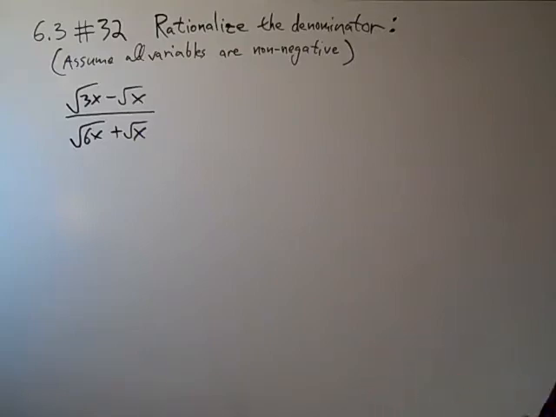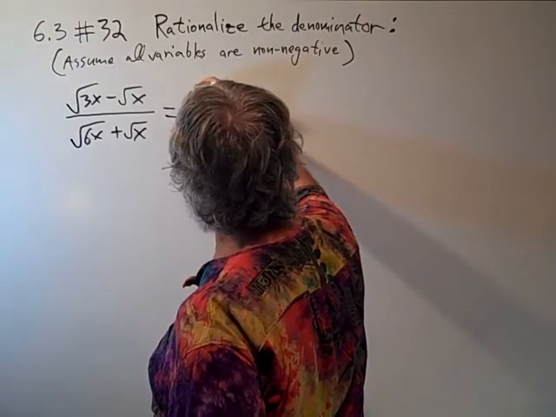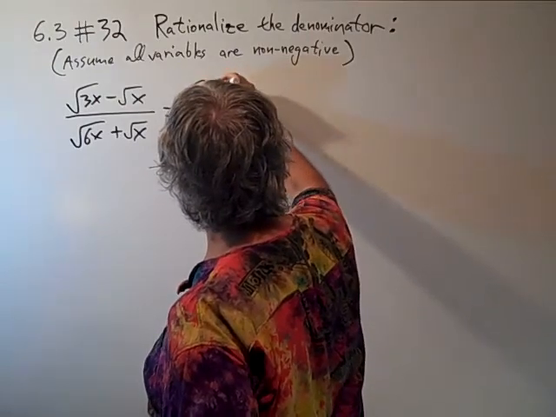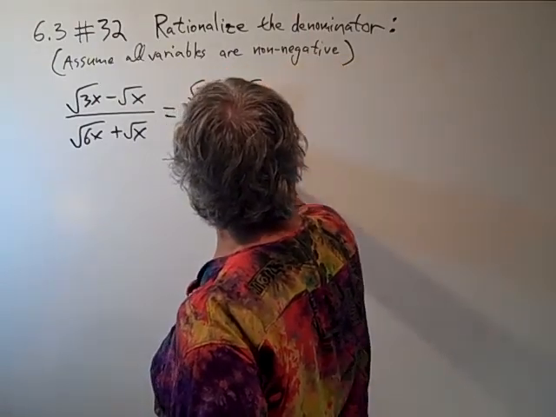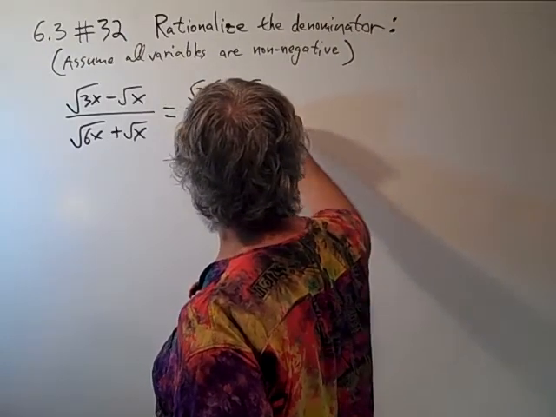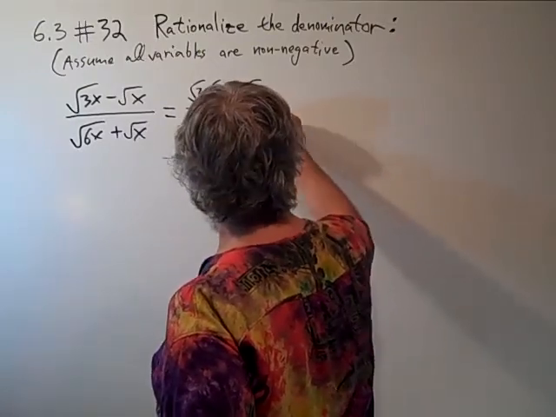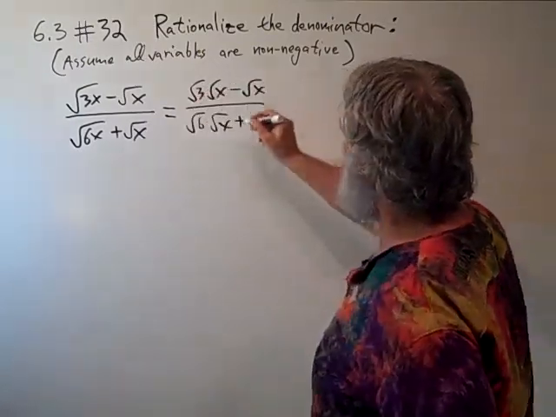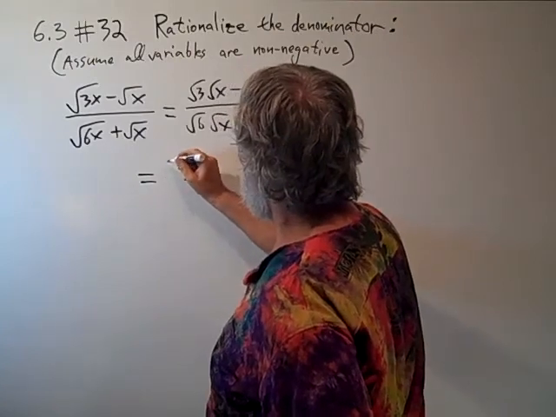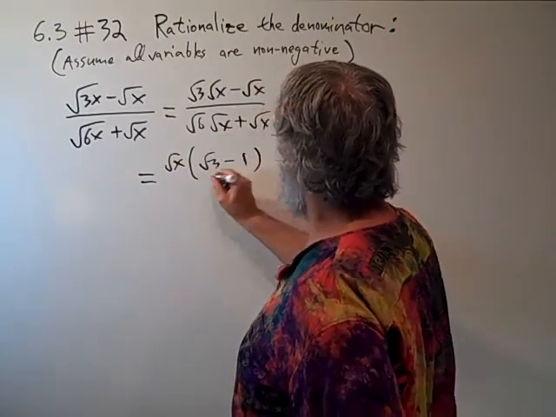Okay, in order to simplify this one, we can first factor out a radical x, because this is radical 3 times radical x minus radical x. The denominator is radical 6 times radical x plus radical x. So we can factor out a radical x from the numerator, and we're left with radical 3 minus 1.